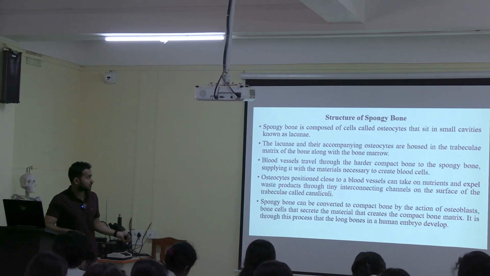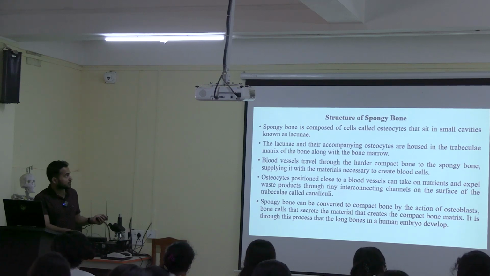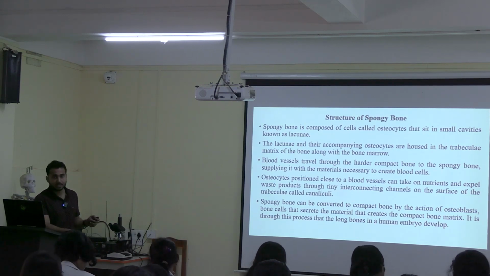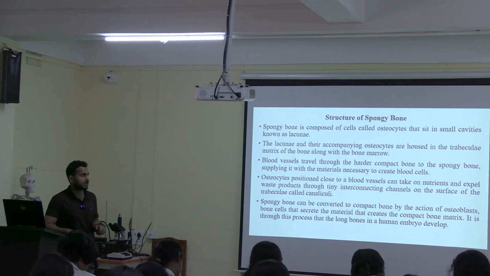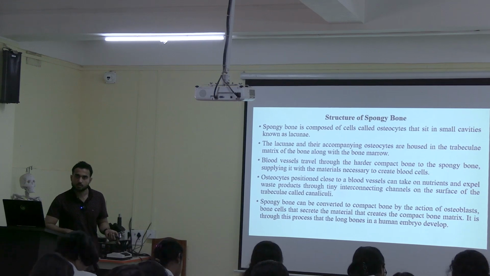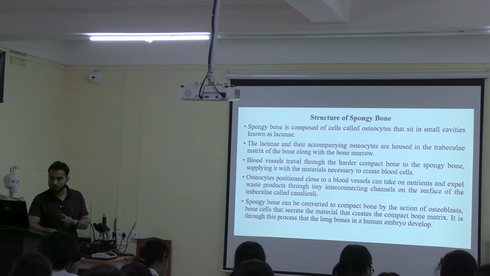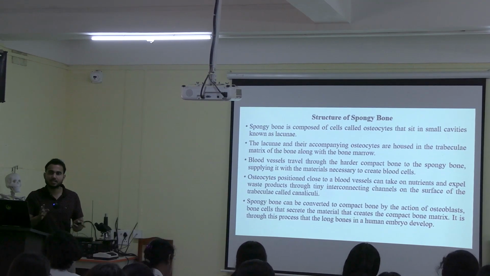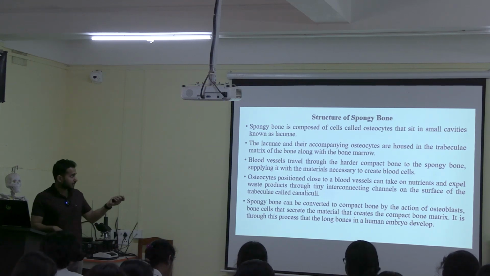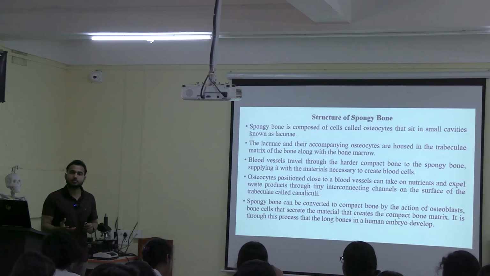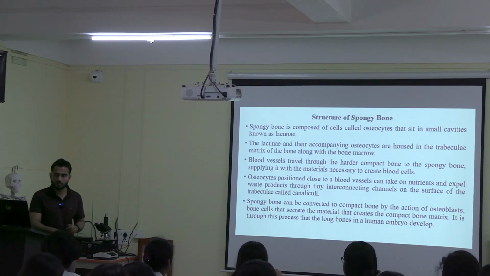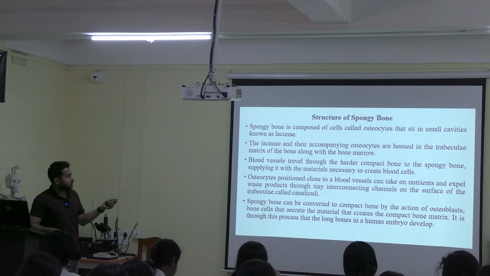And what is the appearance of the spongy bone? Trabecular appearance. In the spongy bone, osteocytes are also present in small cavities, and these cavities are called lacunae. Osteocytes are present in compact bone and also in spongy bone. Please keep that in mind. In both cases osteocytes are present, but in spongy bone the number of osteocytes is more as compared to the compact bone. The lacunae are there, and inside the lacunae the osteocytes are present.